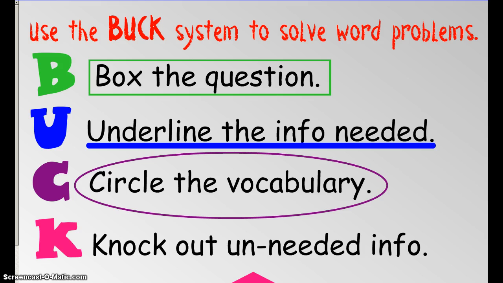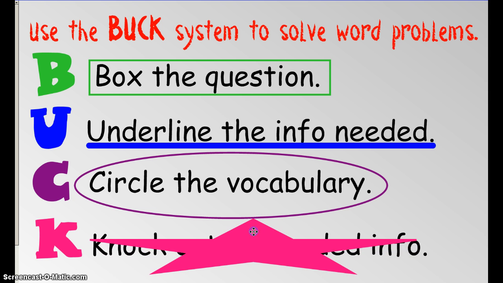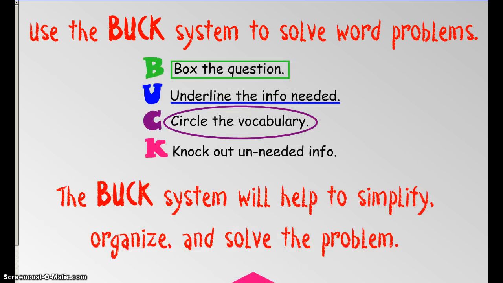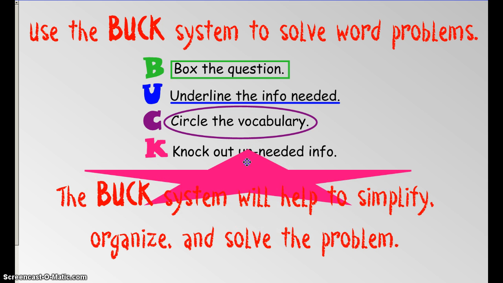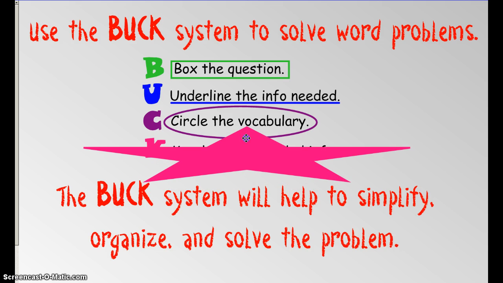Use the BUCK system to solve word problems. First, we're going to box the question. U, underline the info needed. C, circle the vocabulary. K, knock out that unneeded info. Just knock it out. So when we use the BUCK system to solve word problems, it helps us to simplify, organize, and solve the problem. So let's try to box the question, underline the info needed, circle the vocabulary, and knock out unneeded info.